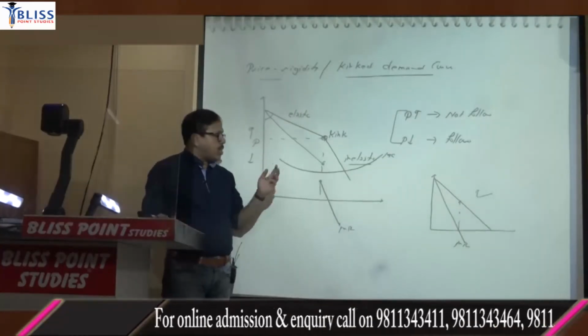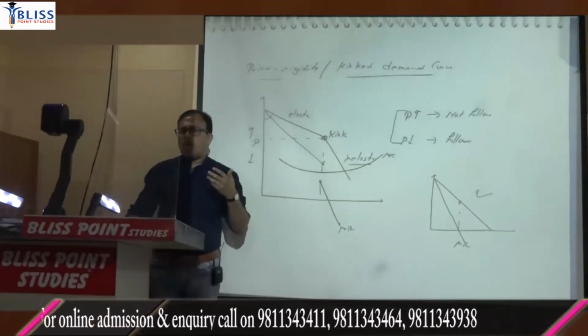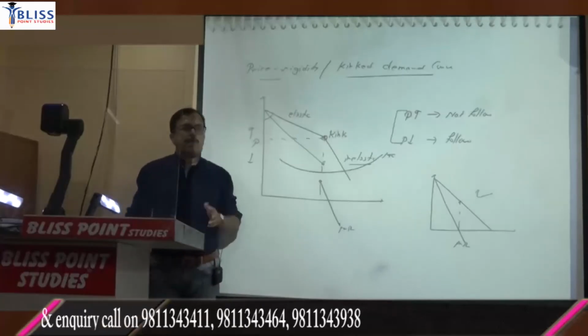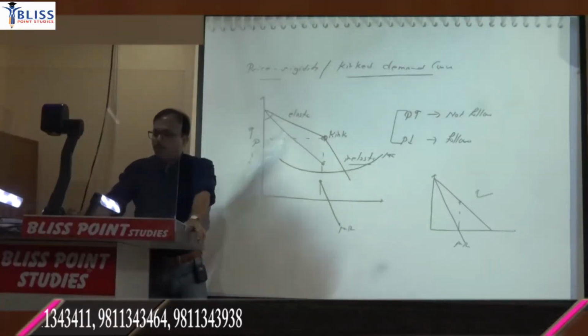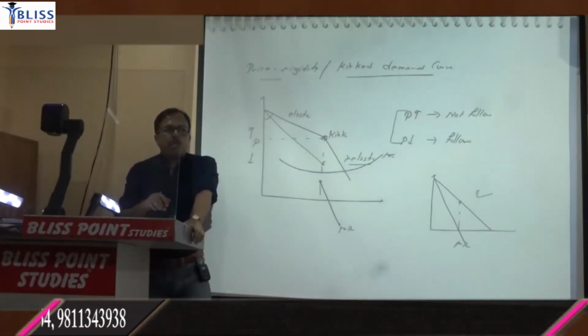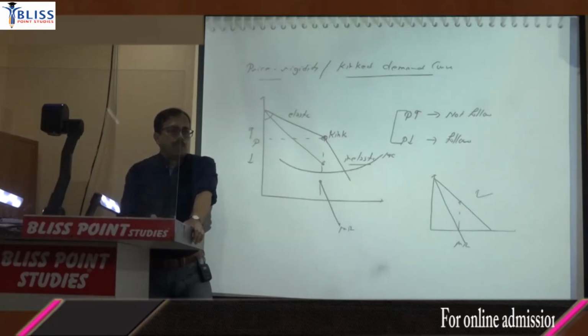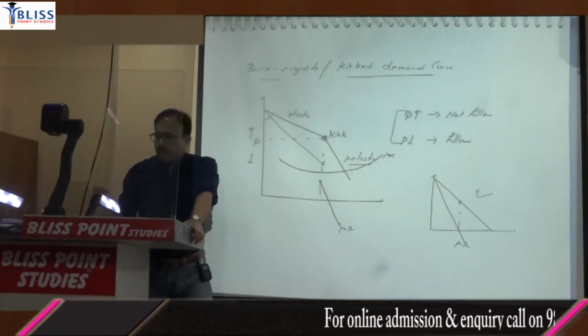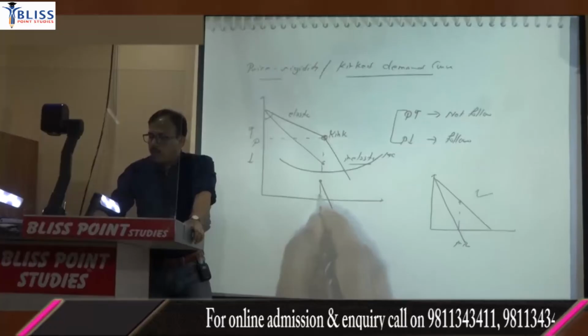Now if there is no intersection of MR and MC, then the question is what will determine output and how can we determine output. Paul Sweezy says output is determined by the kink. Price is also determined by the kink. But why will the kink determine the price and output? Kink is determining the output.